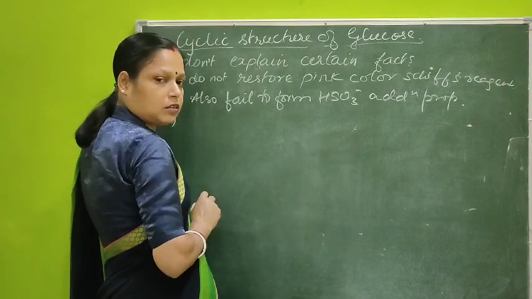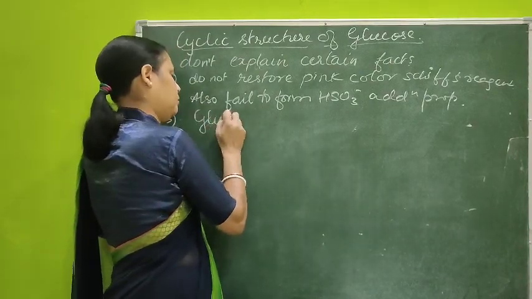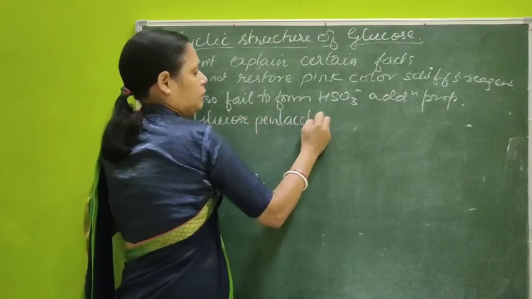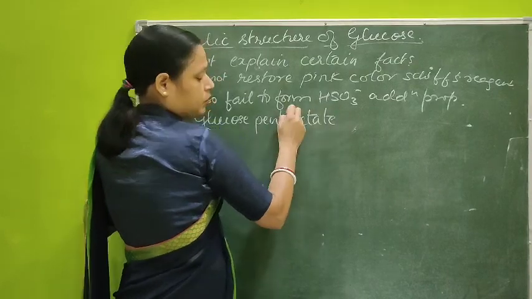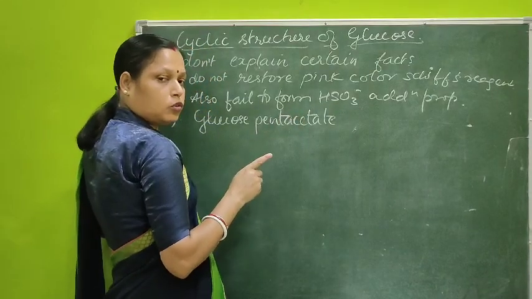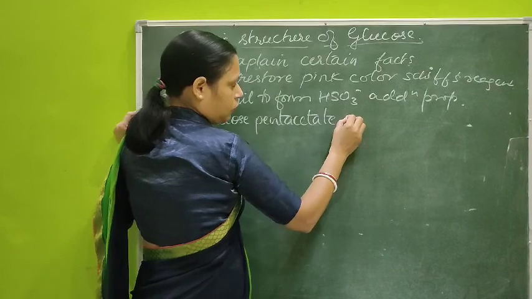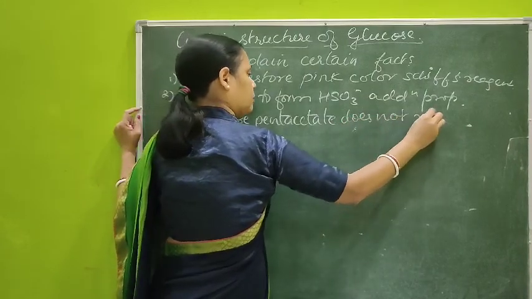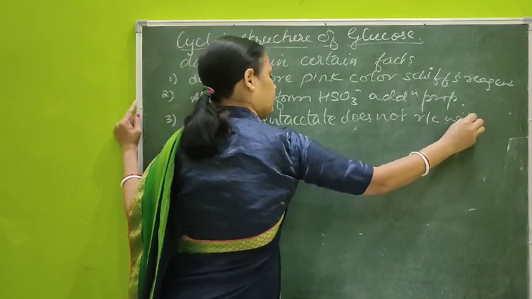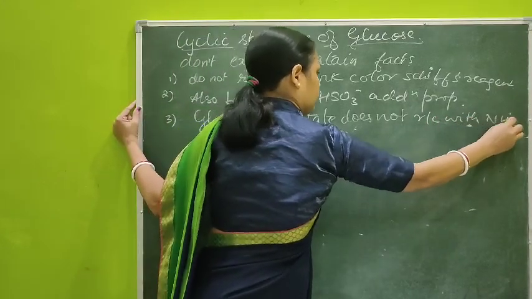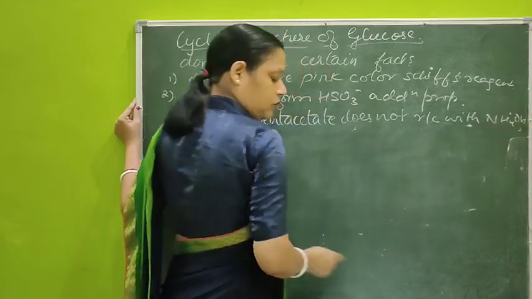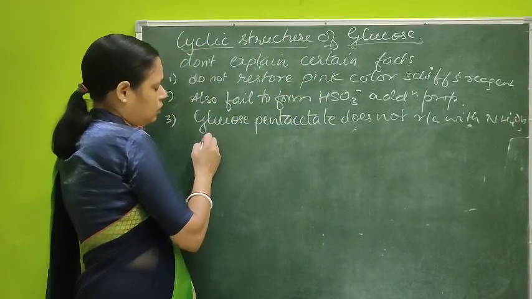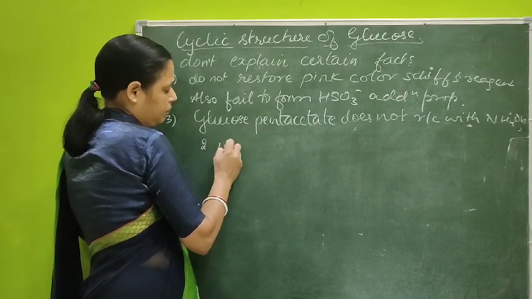Glucose pentaacetate. It also does not react with hydroxylamine. These are all the properties which cannot be explained by the open chain structure. Actually, glucose occurs in two isomeric forms.